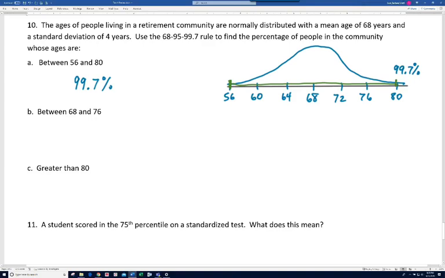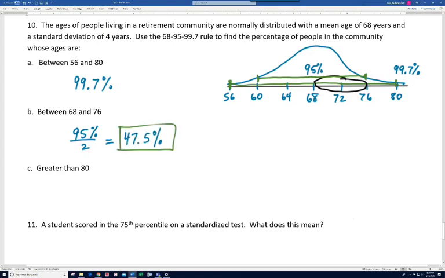So what percentage of the people are between 68 and 76? So that's this here. 76 is 2 standard deviations above the mean. So we know that within 2 standard deviations, we have 95% of the data, and this area that I circled in black is half of that, so we'll do 95% divided by 2, and you should get 47.5%.